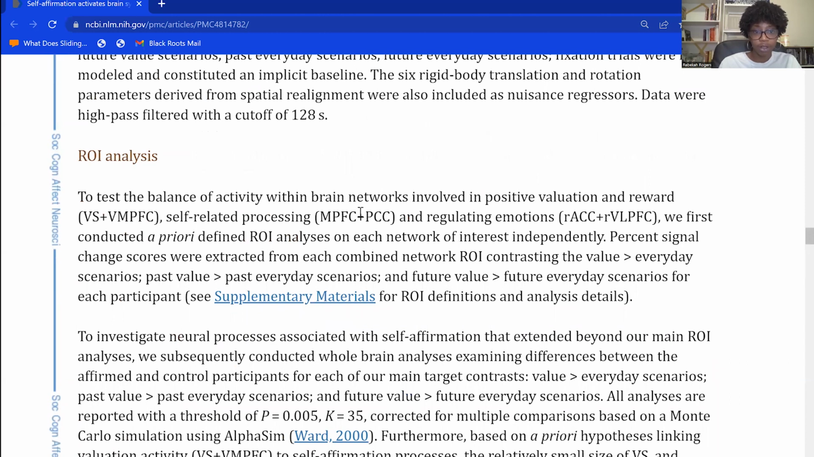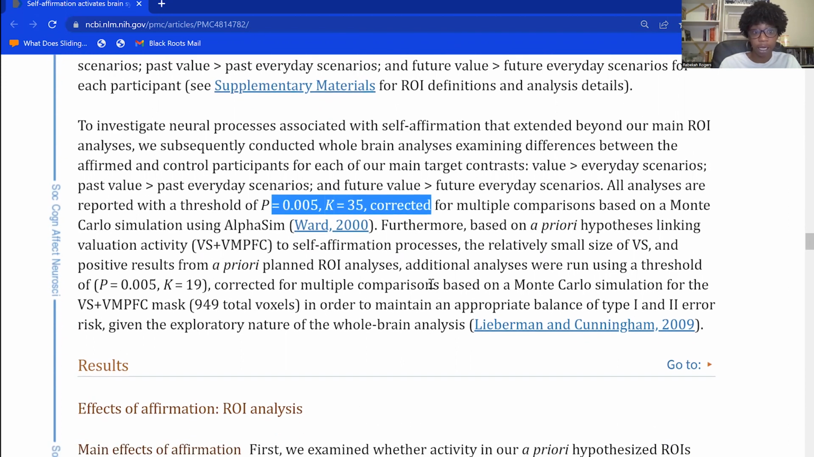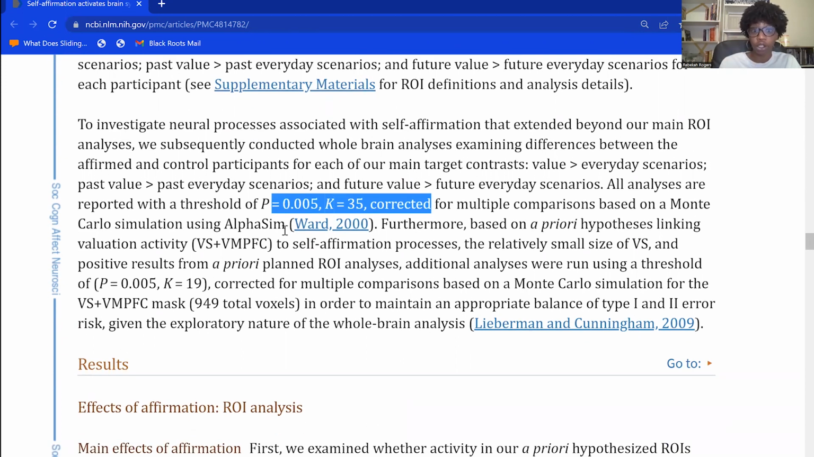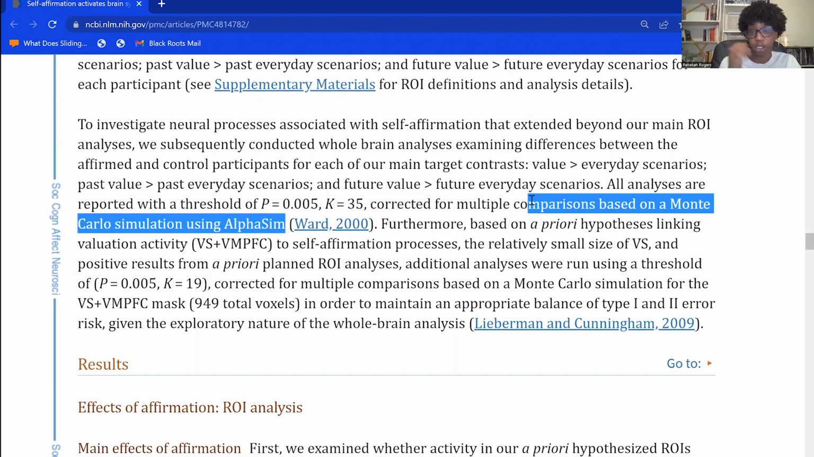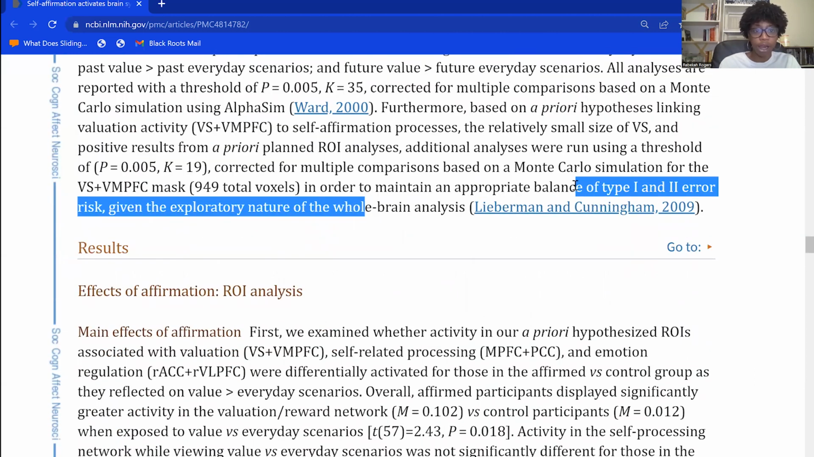Test the balance. We first conducted a priori region of interest analyses. Okay, so this is talking about the actual MRI. Where in the brain is this working? Investigate neural processes, value greater than everyday scenarios. Okay, if I need to, Monte Carlo simulation using AlphaSim. Again, if I would like to do this research paper, I can go research all those things. I don't need to. I'm just taking notes that that's what was happening. In order to maintain Type 1, Type 2 error risks. Okay, so there's a bunch of errors they're trying to also control for, and that's how the entire research was done. The next section being the results.